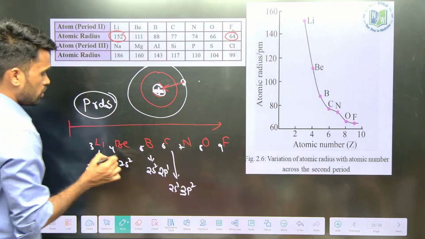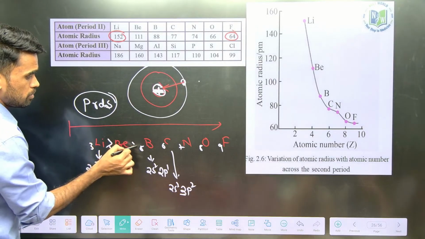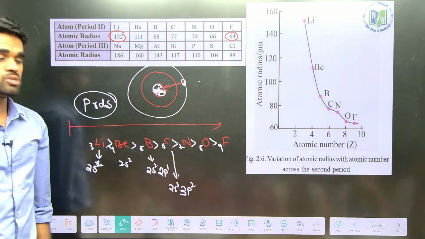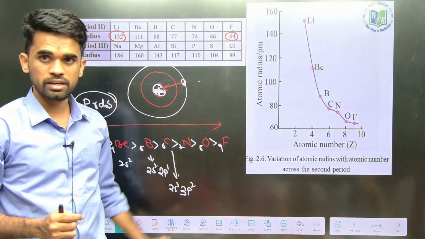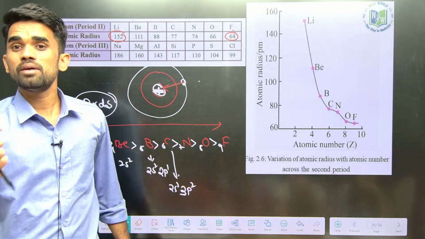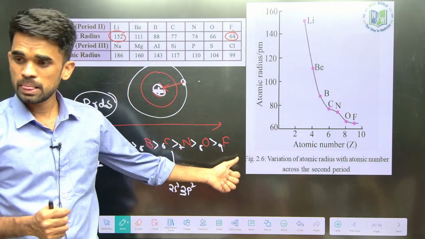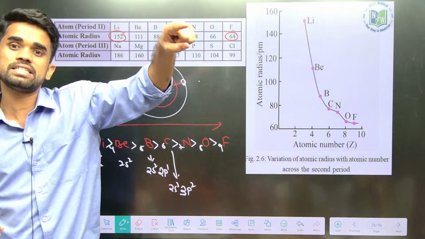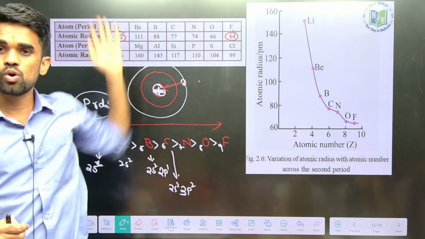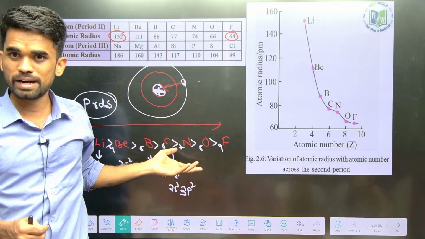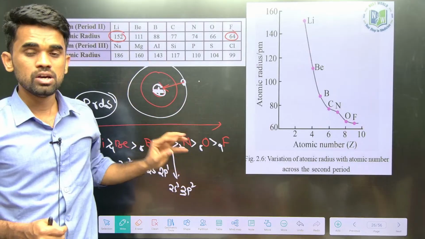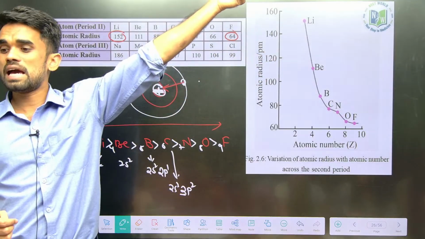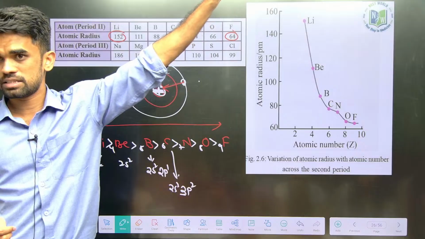So here which is greater? Lithium, beryllium, boron, carbon, fluorine. If you observe, I have missed neon here, a noble gas. Why have I skipped that? Because it has van der Waals radius. So van der Waals radius is exceptionally greater than covalent radius and metallic radius. That's why we are not comparing. So in respective periods, noble gases will be having the highest size.